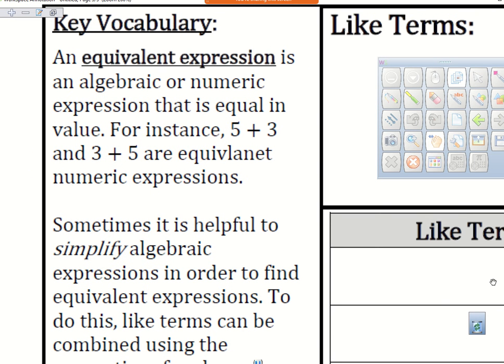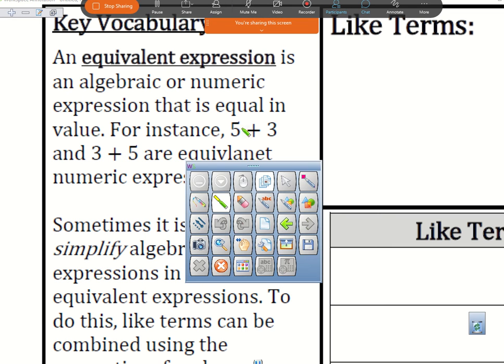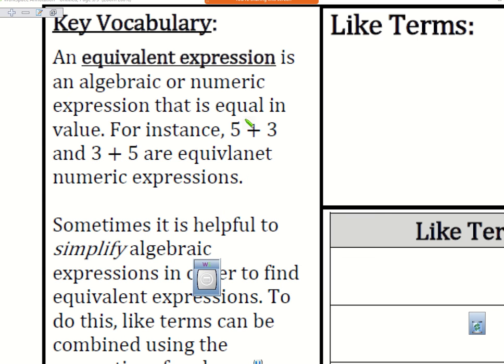This says an equivalent expression is an algebraic or numeric expression that is equal in value. For instance, 5 plus 3 and 3 plus 5 are equivalent expressions. Really quickly from last week, what property is this? Because I'm allowed to switch order. I can switch order in addition and multiplication. Begins with the C. Mia? Commutative property. Good.